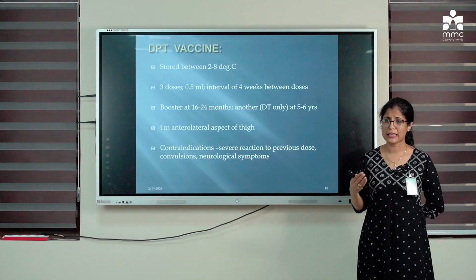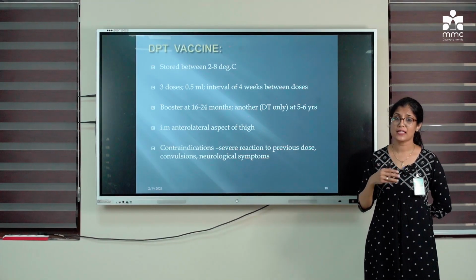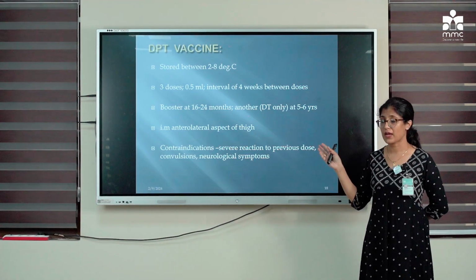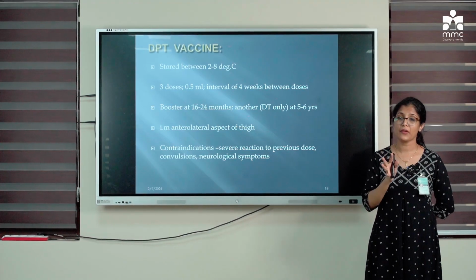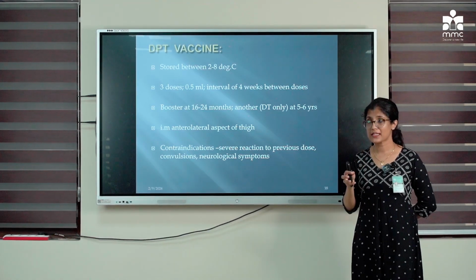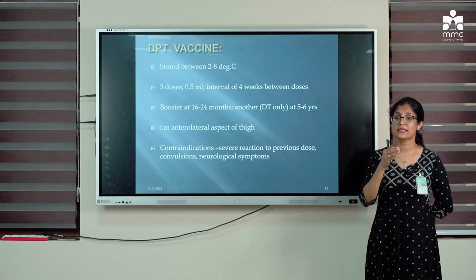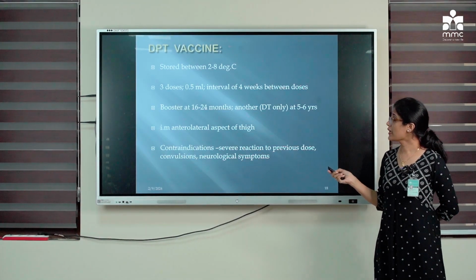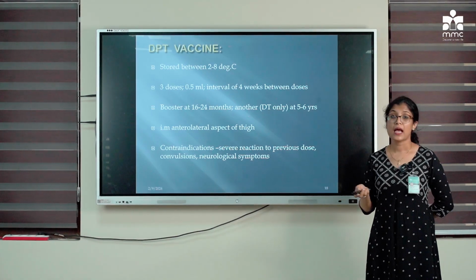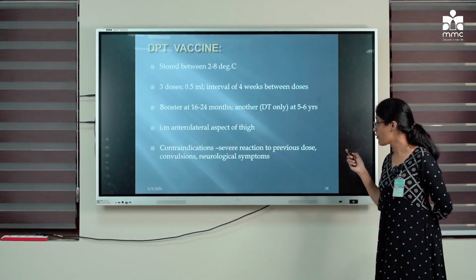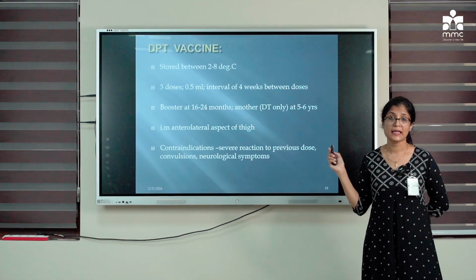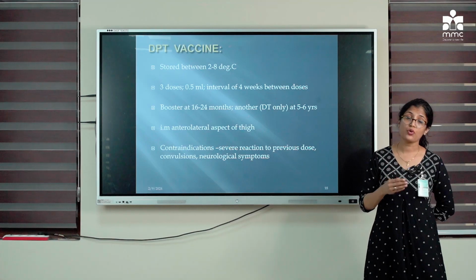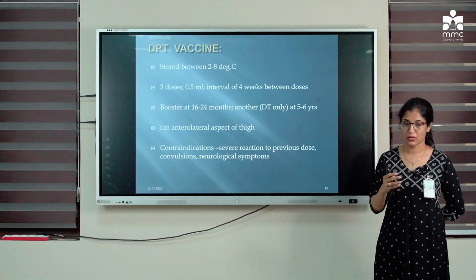So we usually do not give DPT vaccine as such, we give it as a combination of hepatitis B and Hib, which is also known as the pentavalent vaccine, which I was mentioning earlier. So pentavalent vaccine, which consists of DPT, hepatitis B and Hib, is given at 6, 10 and 14 weeks. Then we give the booster at 16 to 24 months, and another booster is given at 5 to 6 years. That is only DT. And where is it given? It is given on the anterolateral aspect of the thigh intramuscularly.